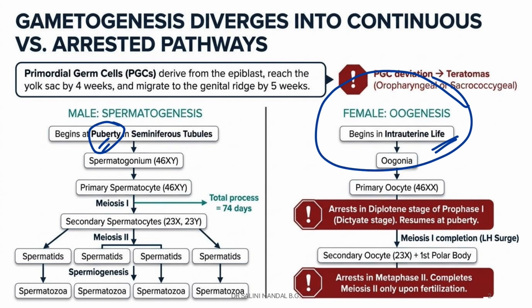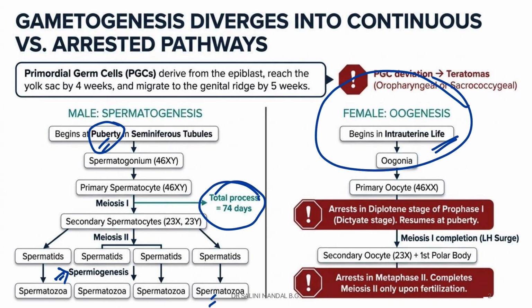The total process till meiosis 1 takes around 74 days in spermatogenesis. Later, after meiosis 2, we have spermatids. Till that point we call it spermatogenesis, and afterwards, the spermatids which differentiate into a different morphology, we call spermiogenesis, and thus we have spermatozoa.